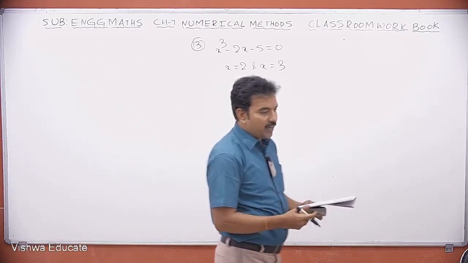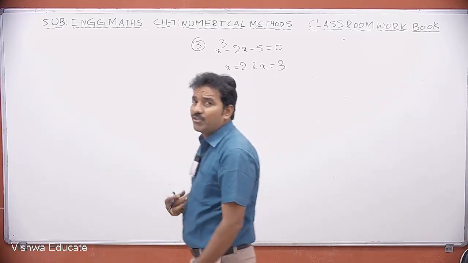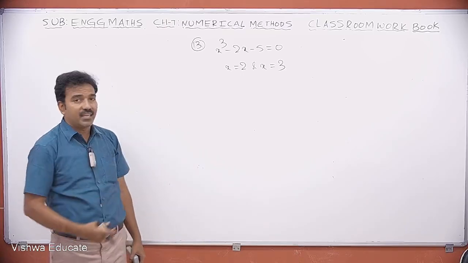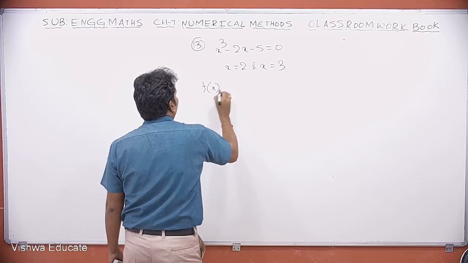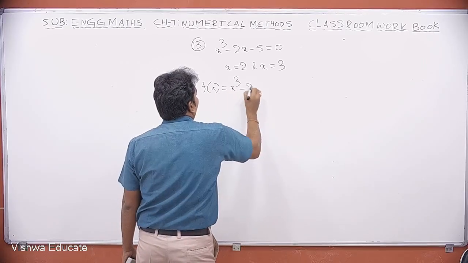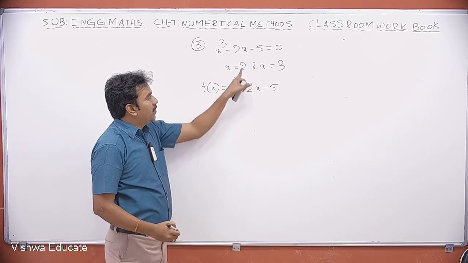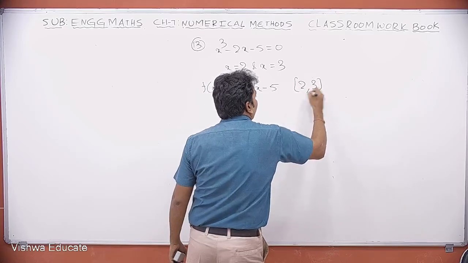So we need to apply the Regula-Falsi method twice. That means we need to apply, indirectly, the intermediate value theorem two times over this interval [2, 3]. Let f of x equal to x cube minus 2x minus 5. It is a continuous function on the closed interval [2, 3].